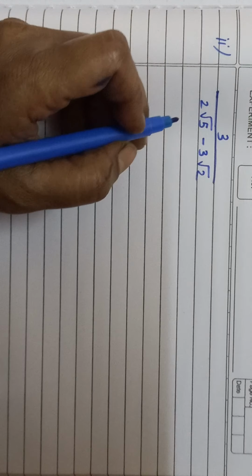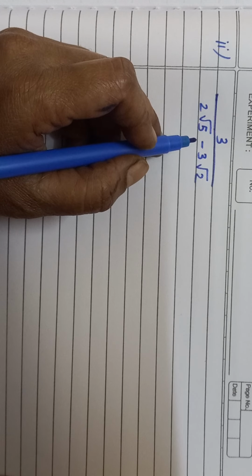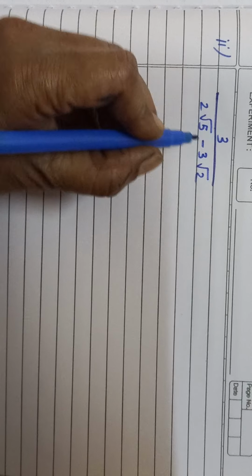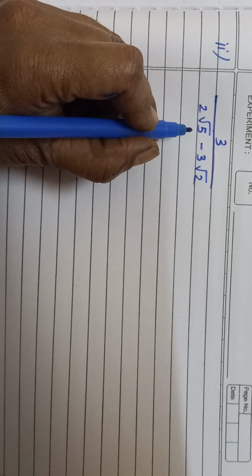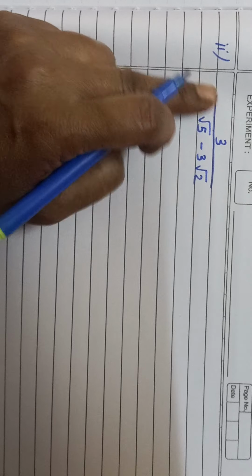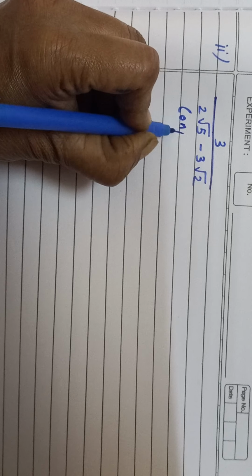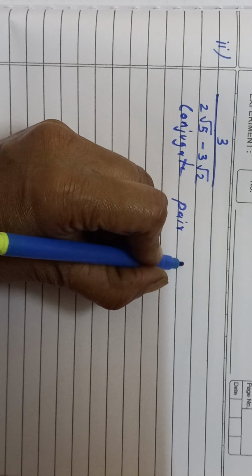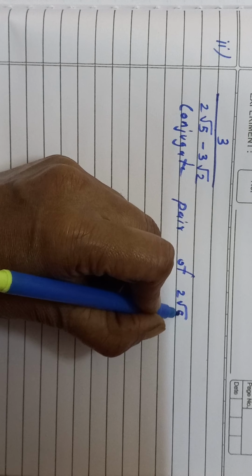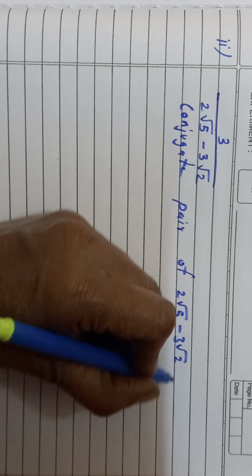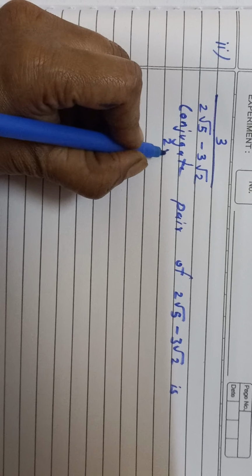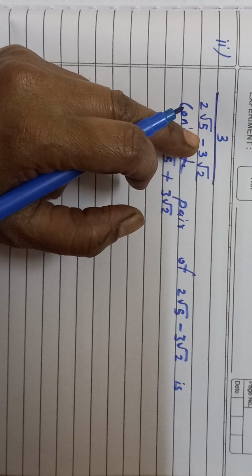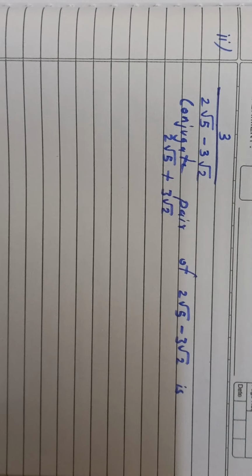Now the second example we are going to discuss. For this example, we have to rationalize the denominator. So what are we going to do? First we will write the conjugate pair of this surd. The conjugate pair of 2 root 5 minus 3 root 2 is 2 root 5 plus 3 root 2. Just changing the sign. Here minus is there, we have to put plus. This is the first step.